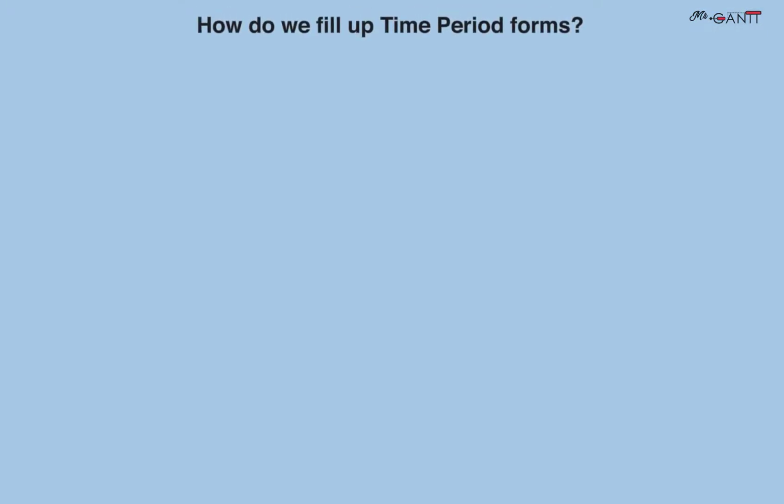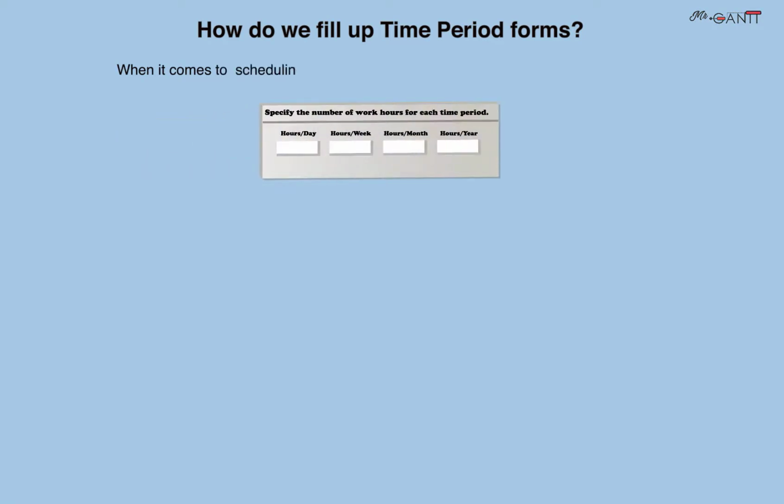How do we fill up the time period forms? When it comes to scheduling, we need the length of a day to be consistent. The same goes for a week, a month, and even a year. Set the number of hours for each time period.